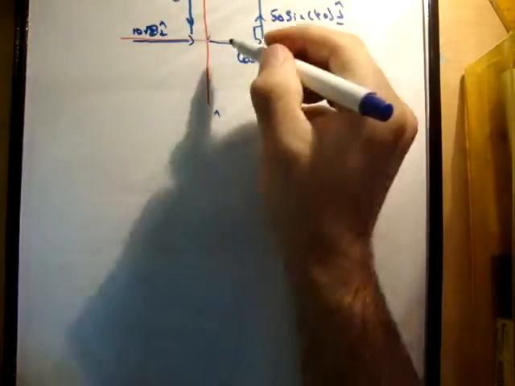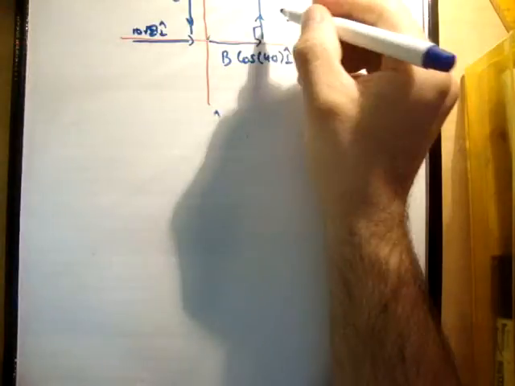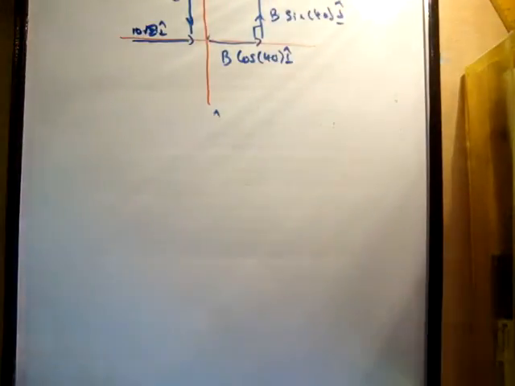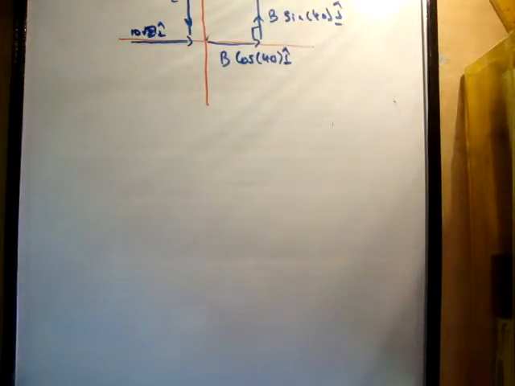I'm just going to call it B cos 40, and I'm going to call this vector here B sin 40. Now we're told that we want A to appear to be travelling due south. So we want B to be stationary. So we want VAB.